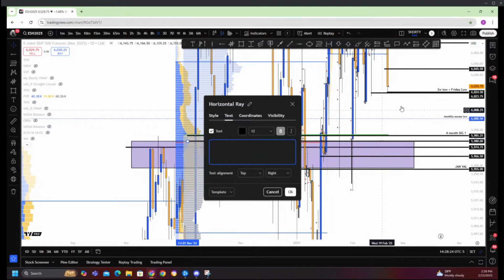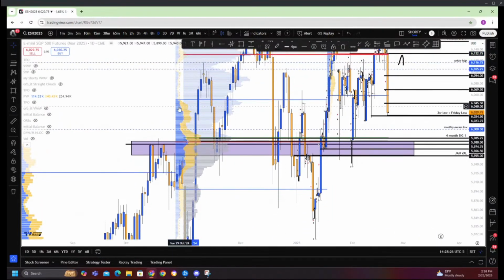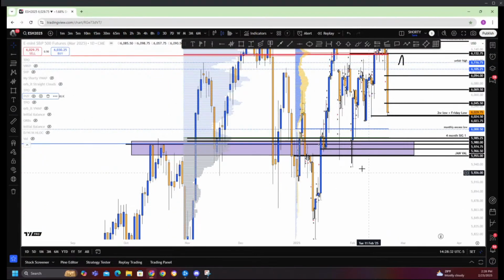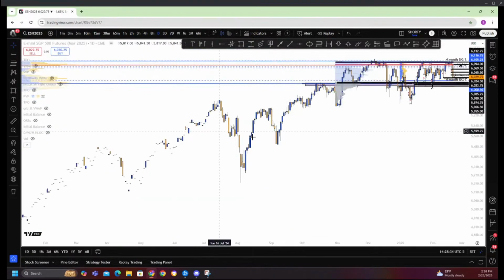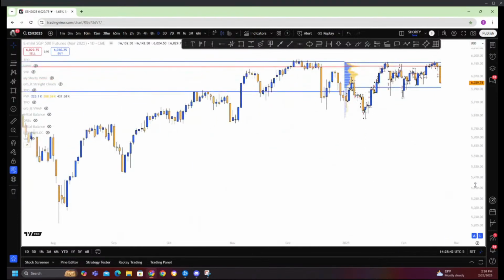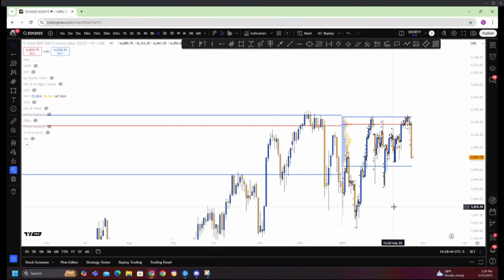And why is that? We're back in that value where they found some buyers, right? That's the POC. Okay, well, let's look at this for a second. Let it refresh. I thought I changed it to months. So let's see. So this is my yearly profile right now.